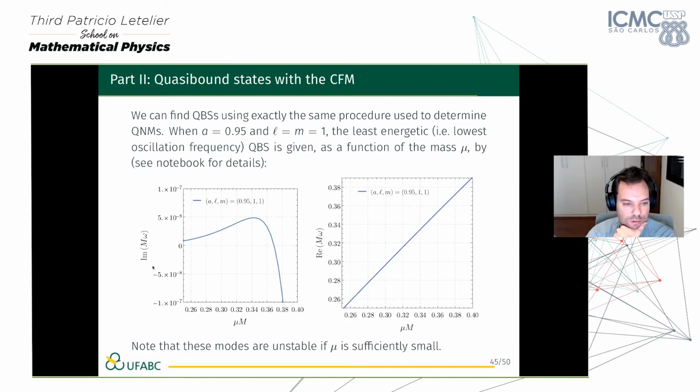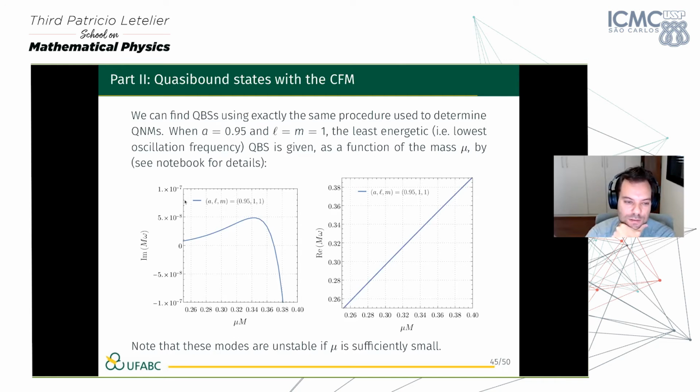So, sorry, the imaginary part on the left and the real part on the right are the frequency of the quasi-bound states. And you can see in this plot, there's nothing very interesting going on. Just the real frequency, so the oscillation frequency, is increasing as you increase the mass of the scalar field. There are more interesting things you can see about this plot, but they're going to come in the next slide.